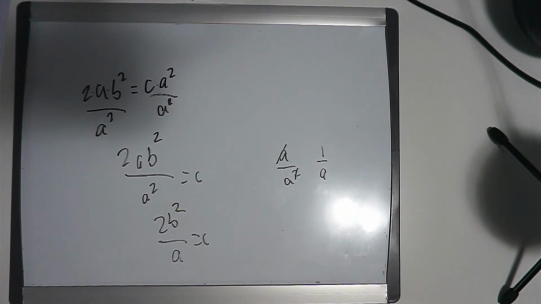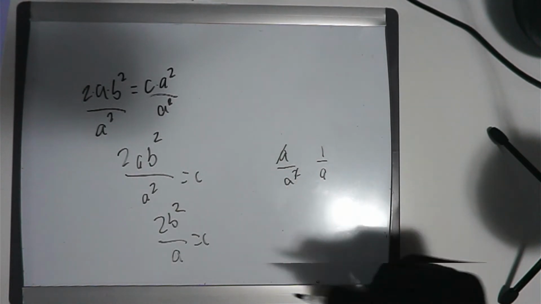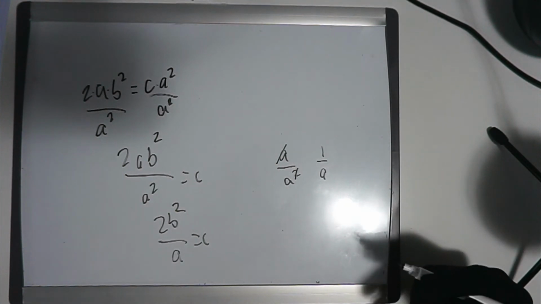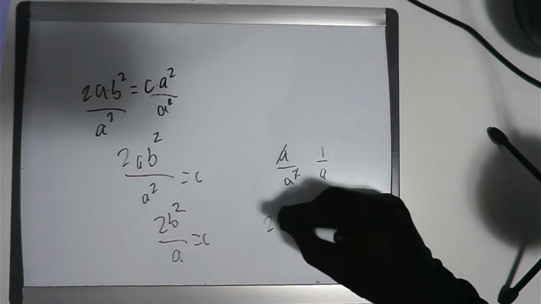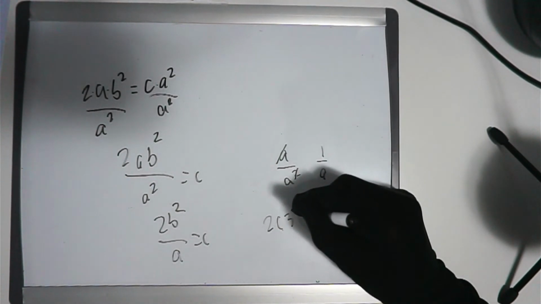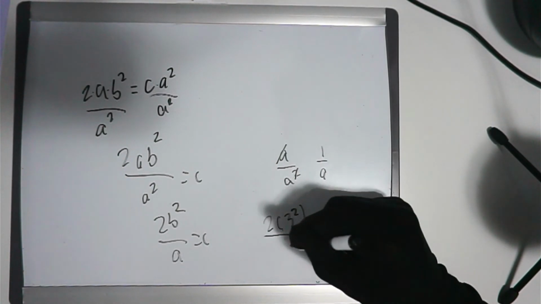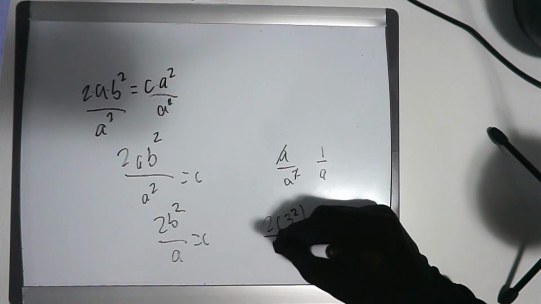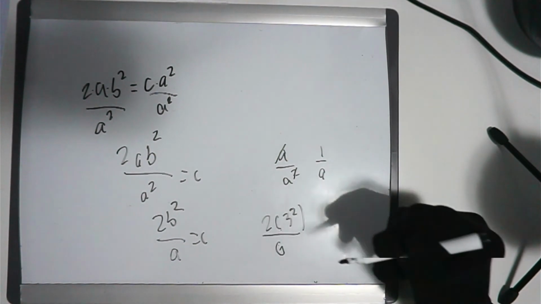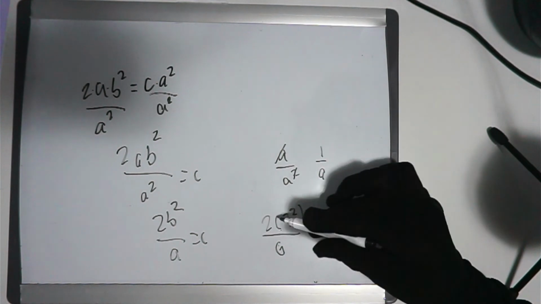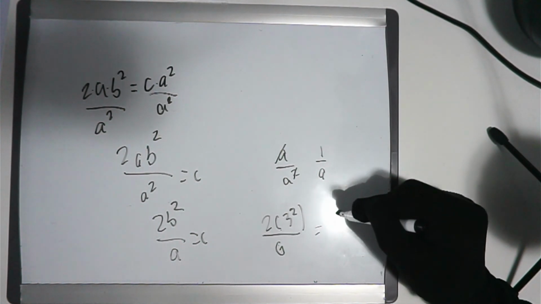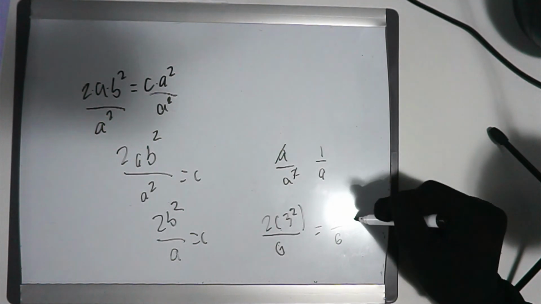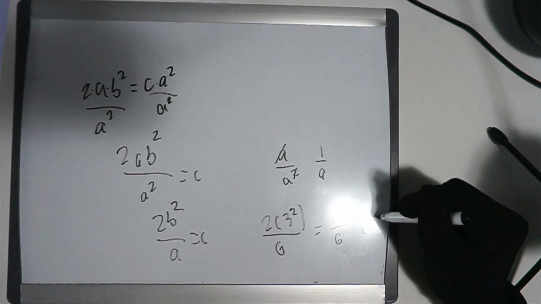And then if we actually had numbers, say like B was 3 and A was 6, I don't know. So it would be 2 times 3 squared over, what did I say A was? 6? 6. So what this would turn into is 3 squared is 9 times 2 is 18. 18 over 6, which is equal to 3 over 1, which is equal to 3.